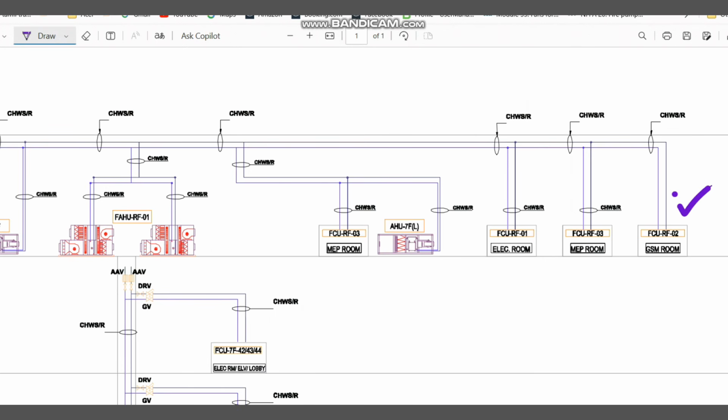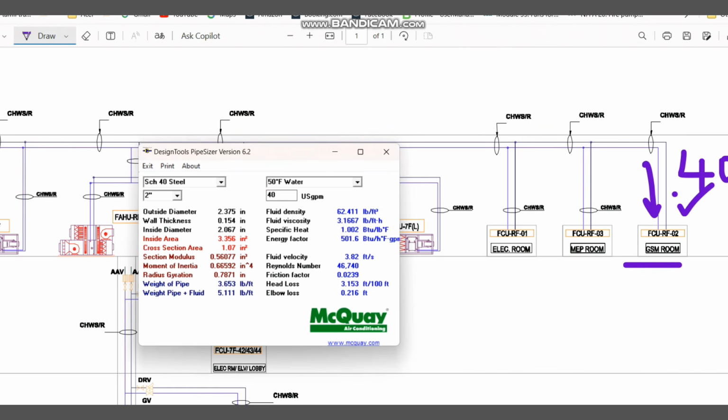For example, this FCU RF02, which is serving the GSM room, needs 40 GPM water flow into the FCU for the cooling capacity. So let me open this pipe size, then I will come to how this 40 or 50 GPM value we need to determine.